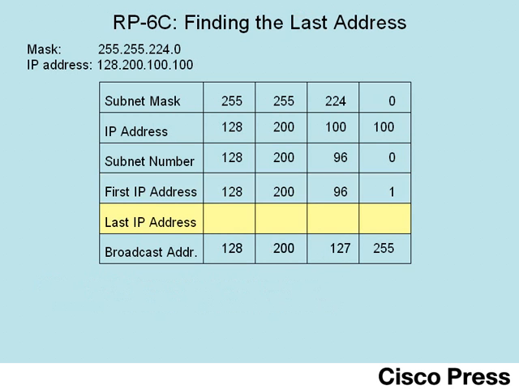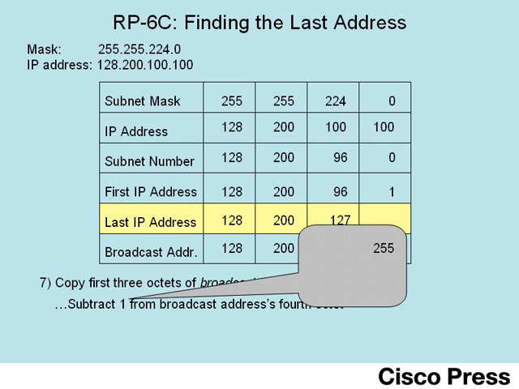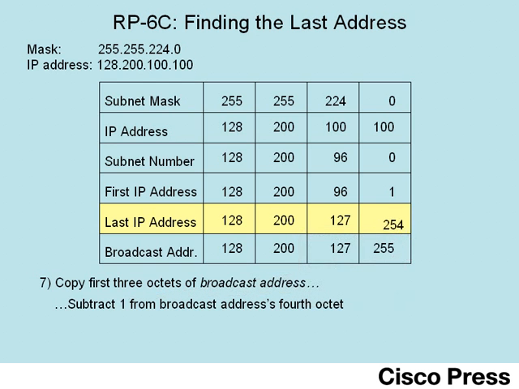128.200.96.1. Step 7 finds the last valid IP address in the range of addresses based on the subnet broadcast address value. For step 7, similar to step 6, we copy 3 octets, but in this case we copy the first 3 octets from the subnet broadcast address. Then for the 4th octet, you simply subtract 1 from the broadcast address's 4th octet. In this case, 255 minus 1, of course, is 254, which gives us a last valid IP address of 128.200.127.254.